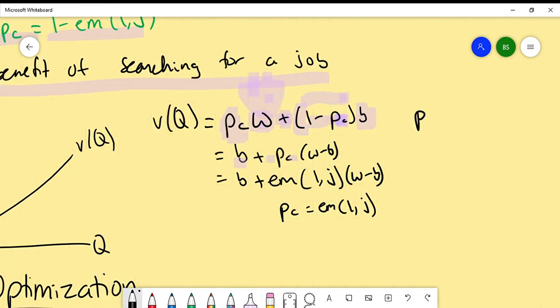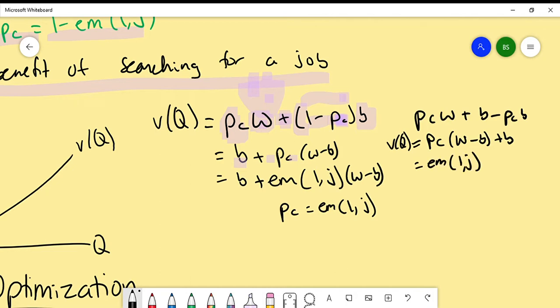So we have PCW plus B minus PCB. So right now we're going to write this as PCW minus B plus B. So this is going to be another version of our total value curve for the consumers of being in the labor force. And we know that PC is our whole EM1J. So this is W minus B plus B. So this is our value function.